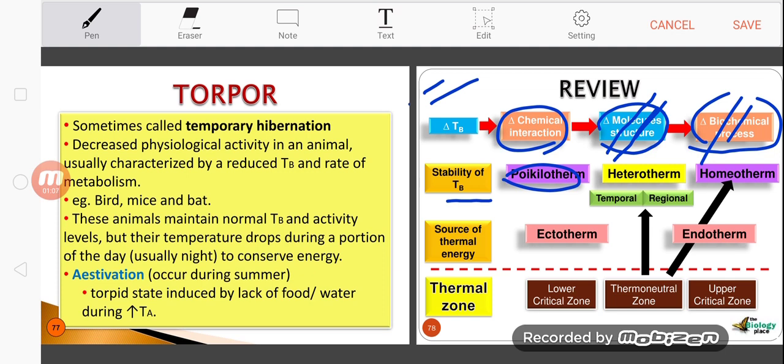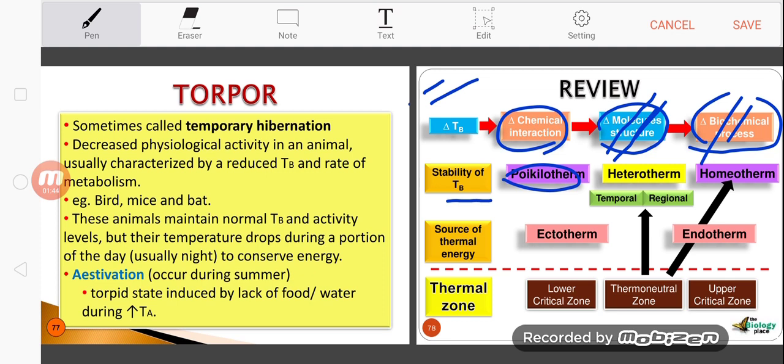Poikilotherm: the body temperature is variable. The body temperature follows the ambient or environment temperature. Heterotherm: certain parts of the animal's body have variable temperature, but certain parts will have constant body temperature. Homeotherm: this animal has constant body temperature regardless of the environment temperature.